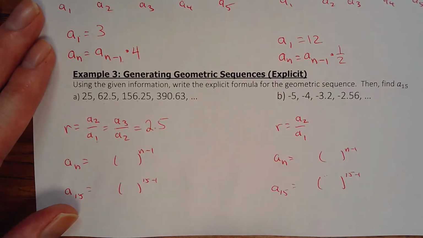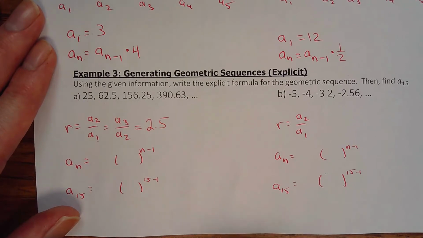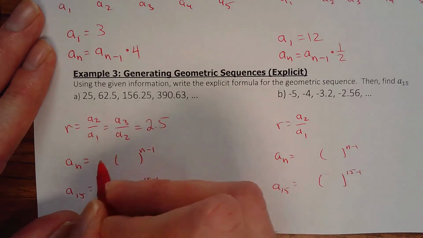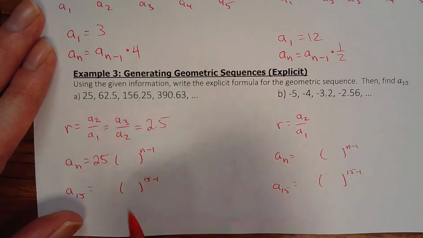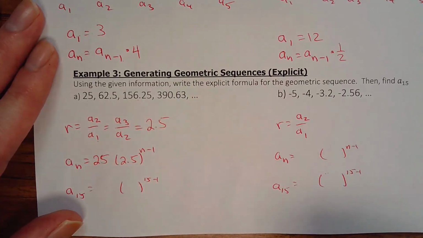So if they tell you that it is a geometric sequence, you don't have to check to see if it is. Just pick two numbers, divide the second number by the first number. Okay. So in this one, my first term is 25, and that common ratio is 2.5.